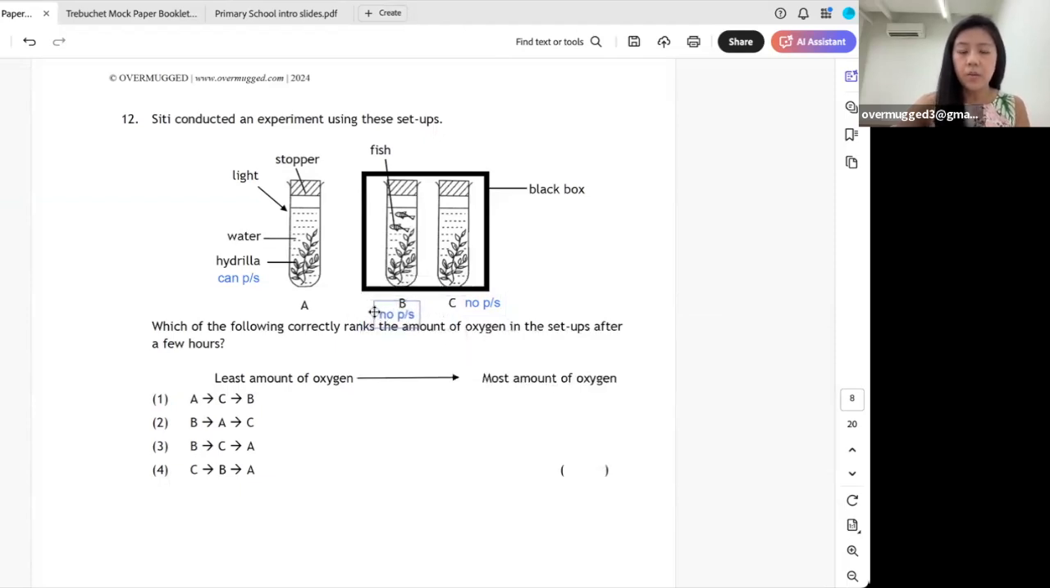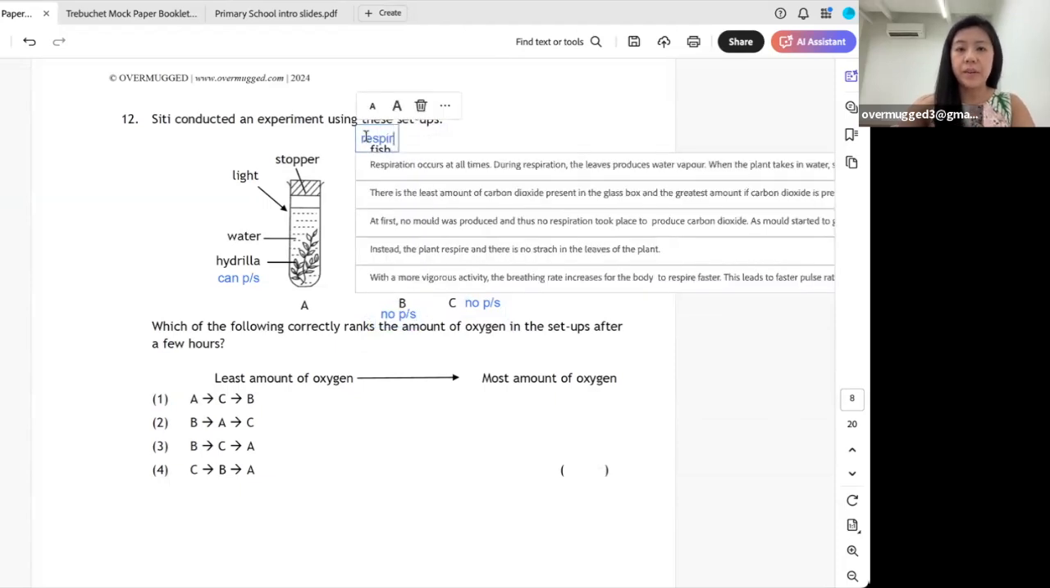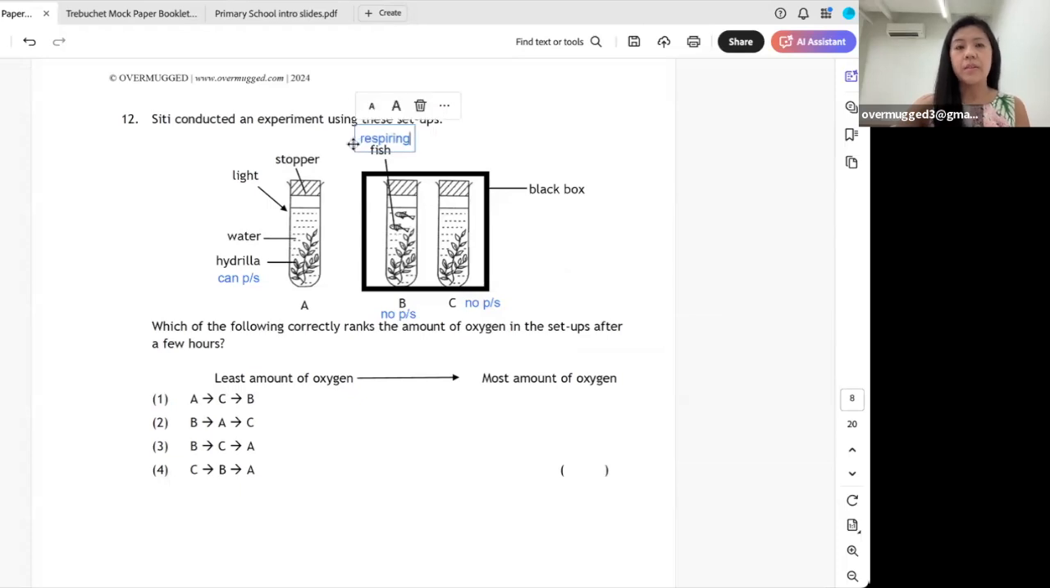Now, on top of that, for tube B, other than the plants not photosynthesizing, this fish here is respiring. Respiration, to put it plainly, is our breathing process. We are taking in oxygen, we are giving out carbon dioxide. What is the question asking for? We are going to rank the amount of oxygen in the setup after a few hours, from the least to the most. So in tube B, the plant is not photosynthesizing, it's respiring. The fish is also respiring.